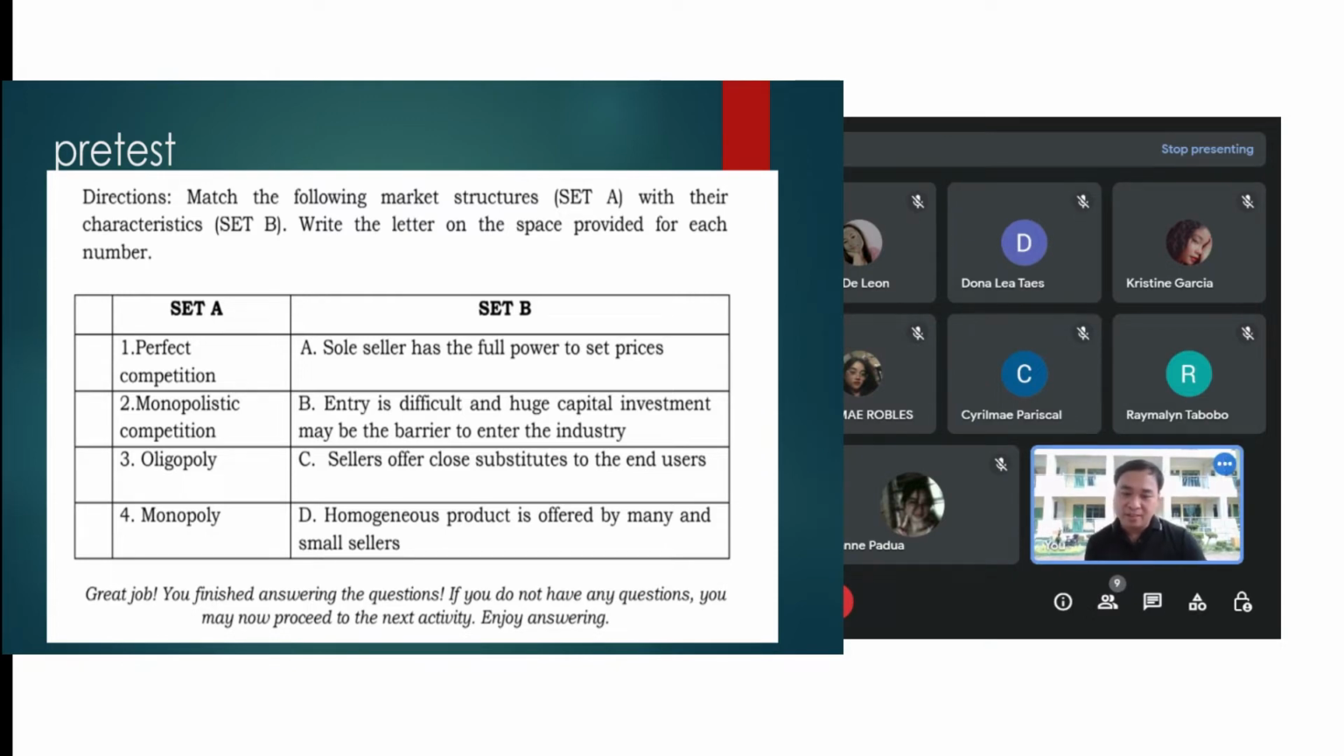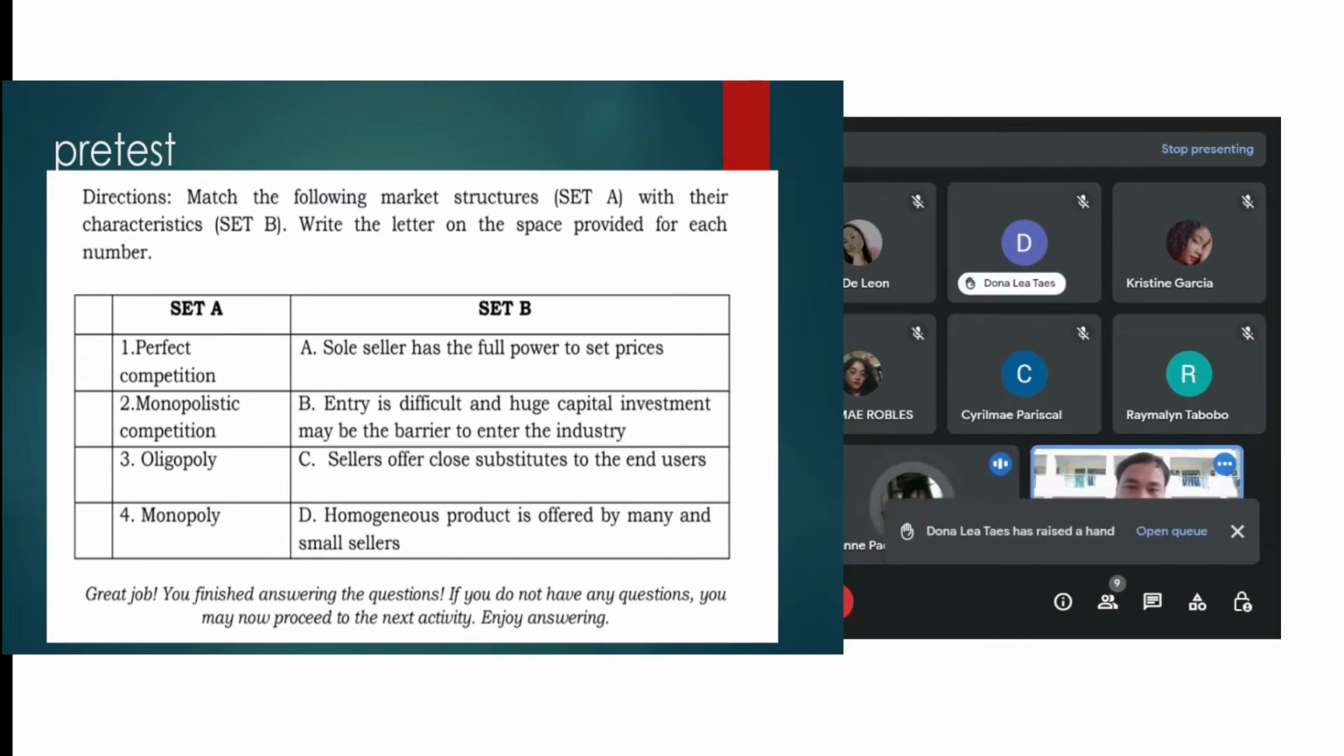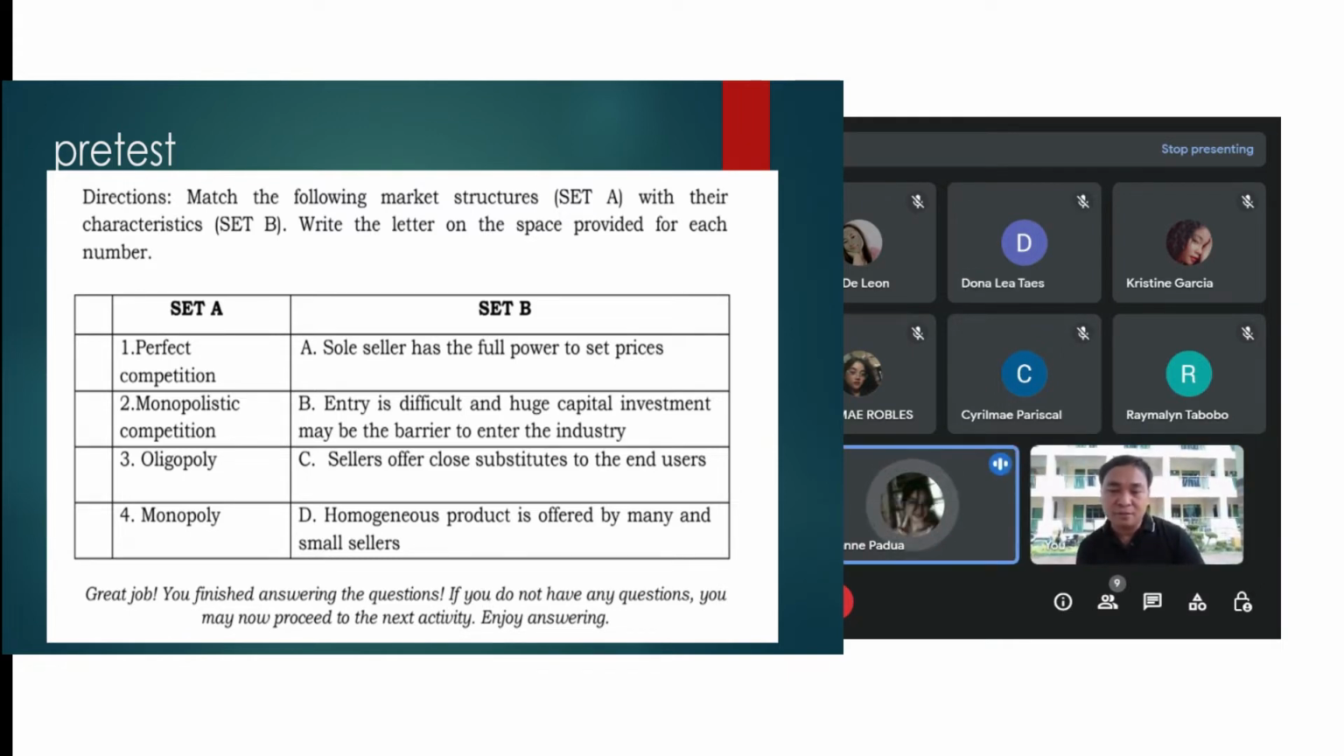Okay, question number one. Yes, sir. Will you please read perfect competition? Sir, number one is perfect competition. Letter D, homogeneous product is offered by many small sellers. Correct. How about number two?